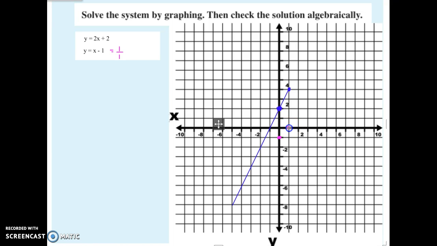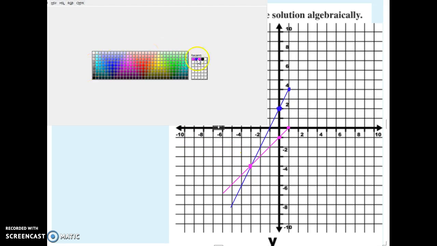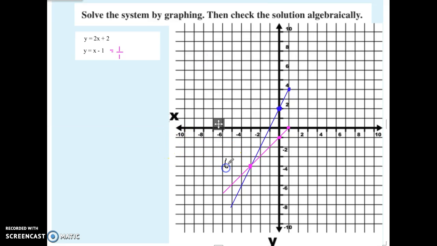We should be able to see where these two equations cross. The line is a little bit crooked here, but you can see that these two equations cross at this point right here. This is the ordered pair (-3, -4).